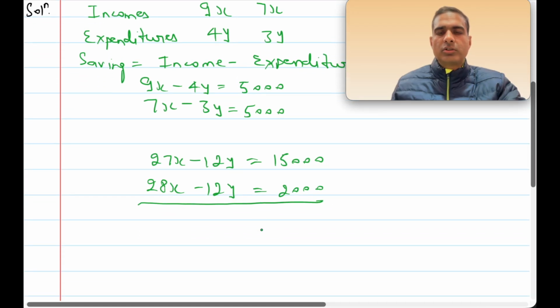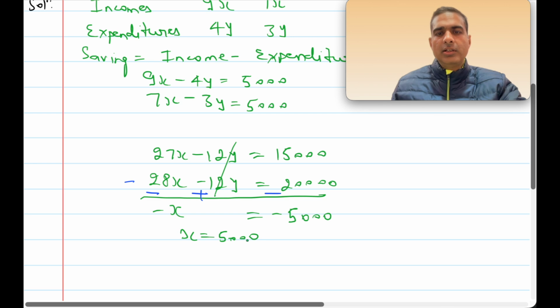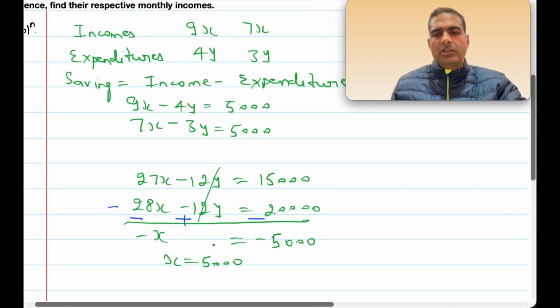Both the coefficients have negative sign, so I have to subtract both the equations. So signs will change. On subtracting, this will become negative, this will become positive, this will also become negative. So 27x minus 28x is minus x. The y terms will cancel out, equal to 15,000 minus 20,000, which is minus 5,000. This will be 20,000. So x is 5,000. So the value of x we got is 5,000.